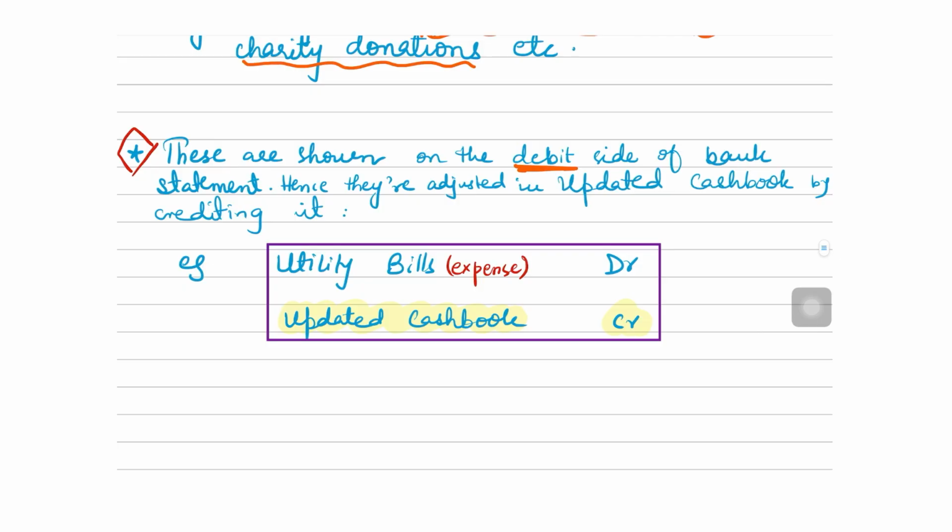So how will we adjust this in the updated cash book? Again, this is a cash outflow, so it will be credited in the updated cash book, and whatever that expense is, that will be debited in its own account. And how will we locate this expense in the bank statement? How do we find out that this is a direct debit? It will be shown on the debit side of my bank statement. That is why it will be adjusted in the updated cash book on the credit side.